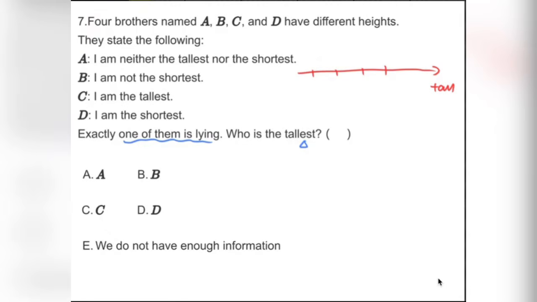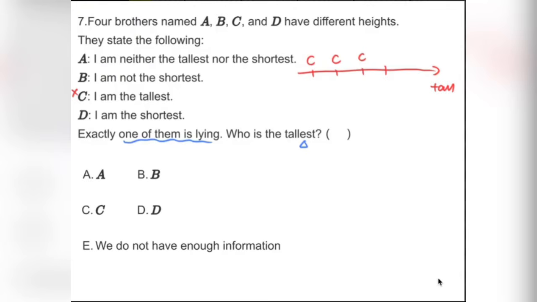Then what about B? If B is the liar, let's have a look. B said, I am not the shortest. But if B is lying, then B should be the shortest one. But can B be the shortest one? Cannot. Why? Because D is the shortest one already. So again, B cannot be the liar. Then what about C? C said, I am the tallest. So if C is the liar, which means C cannot be the tallest. If C is not the tallest one, maybe C is the second one, maybe the third one, maybe the shortest one, right?